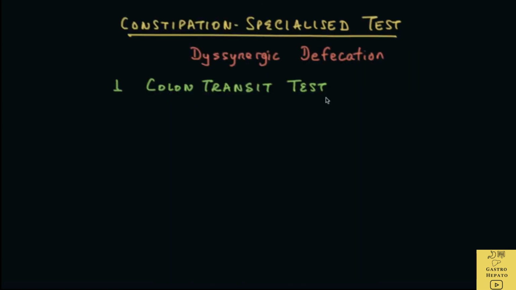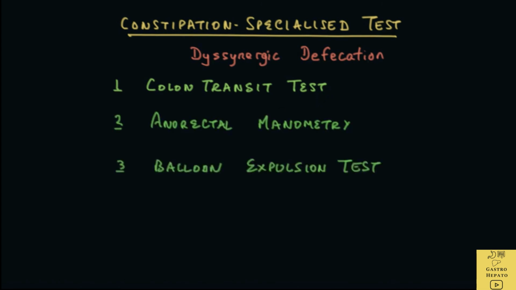So, in summary, the 4 tests that are done to study dyssynergic defecation are colon transit test, anorectal manometry, balloon expulsion test, and MRI defecography. These are very specialized tests and are only done in a very few specialized centers that focus on constipation.